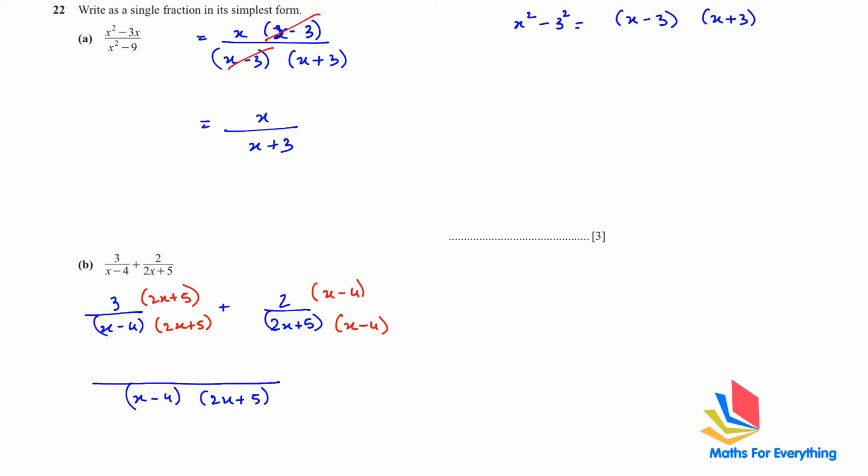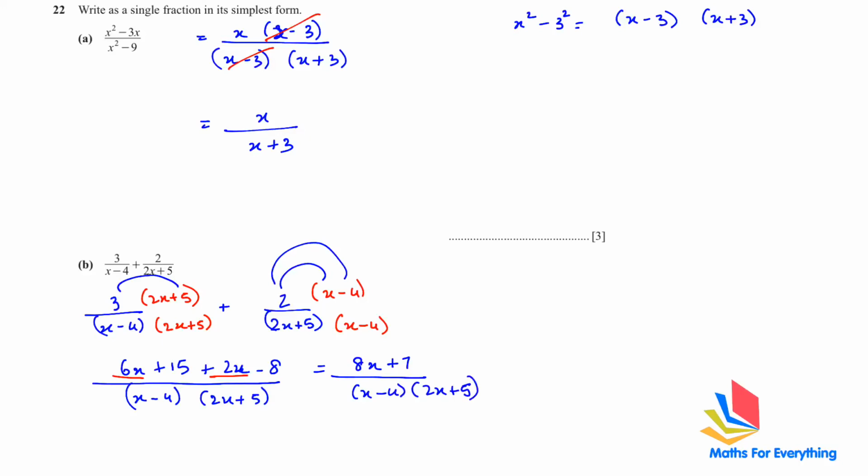Let's expand this bracket here. 3 multiplied by 2x will be 6x. And 3 multiplied by 5 will give us 15. And 2 multiplied by x, 2x. And 2 multiplied by negative 4 is negative 8. When we simplify this, we are going to add the like terms together. 6x plus 2x will give us 8x. And 15 minus 8 will give us plus 7. We cannot simplify it further, so this is our answer.